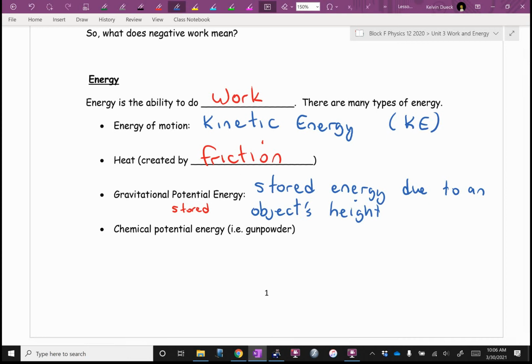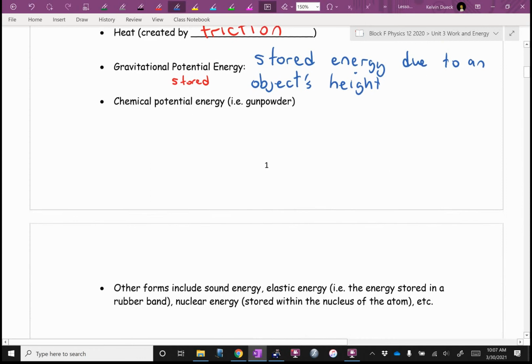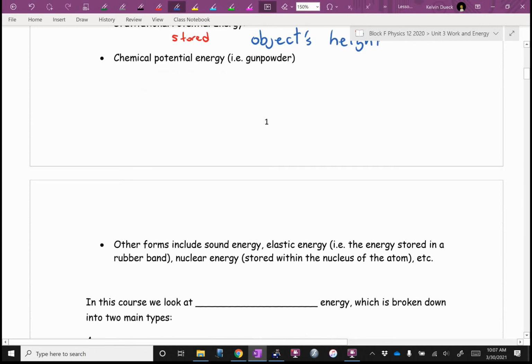Okay. There's also chemical potential energy. So you can store energy as chemistry, gunpowder, or the food that you eat, for example, is a great example of stored chemical energy. Sound is a form of energy. There's elastic energy. When you stretch a rubber band, you're applying a force over a distance, and you can use that to do work. Nuclear energy is a form of energy. There are many different types of energy.